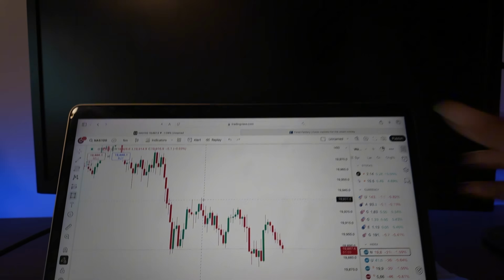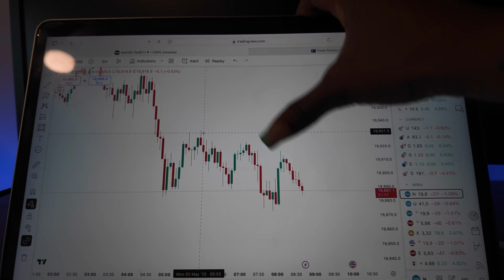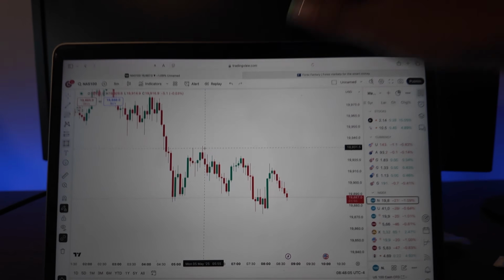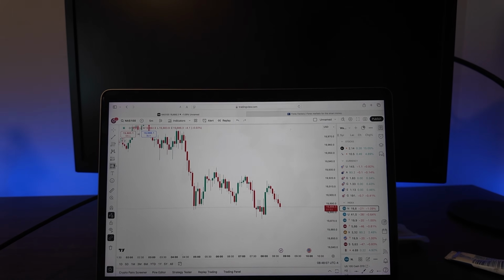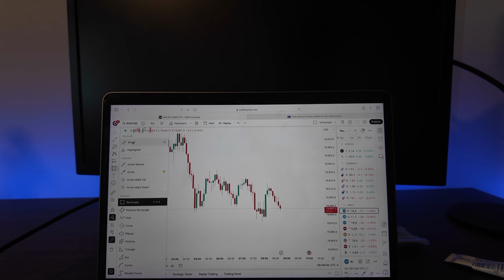Like, I just cannot, all the fingerprints on my computer are bothering me. I know y'all can see them. But that is crazy. That is crazy.